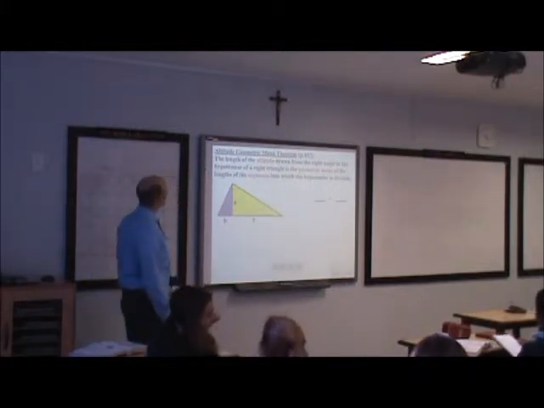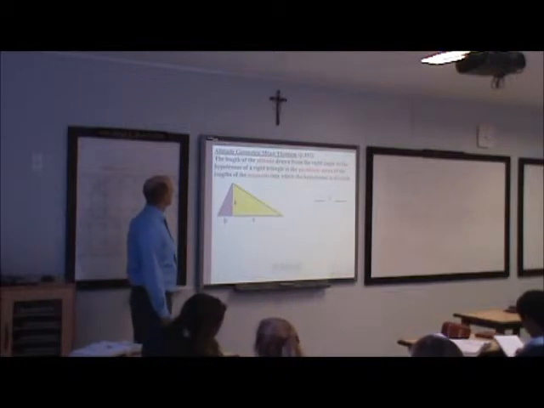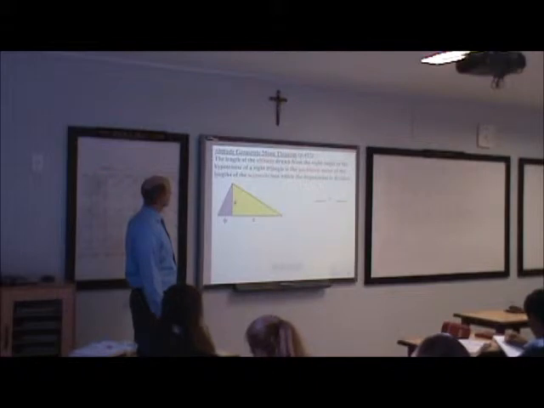Theorem: the altitude drawn from the right angle to the hypotenuse of a right triangle, the length of the altitude is the geometric mean of the lengths of the segments into which the hypotenuse is divided.